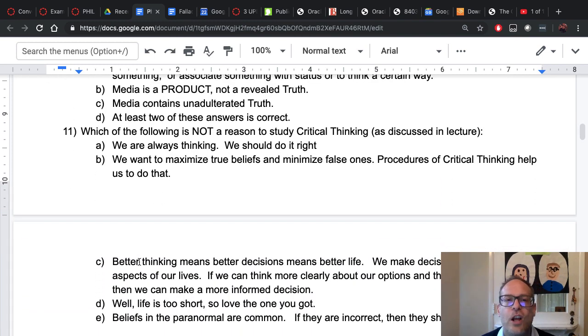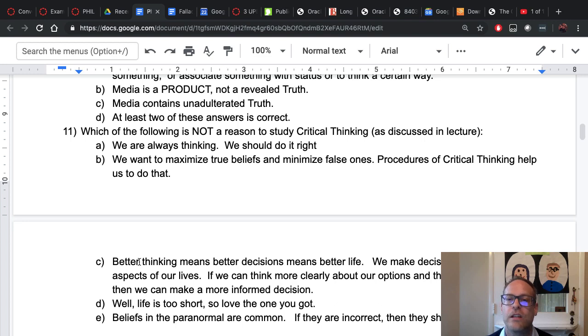Number 11, which of the following is not a reason to study critical thinking? A, we're always thinking, we should do it right. B, we want to maximize true beliefs and minimize false ones. Procedures of critical thinking help us do that. C, better thinking means better decisions, means better life. We make decisions all the time in all aspects of our lives.